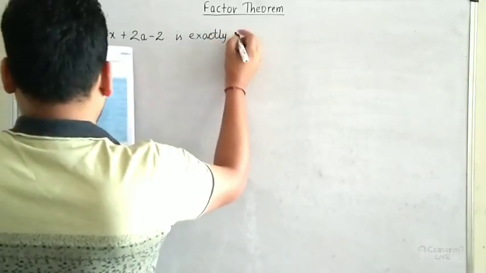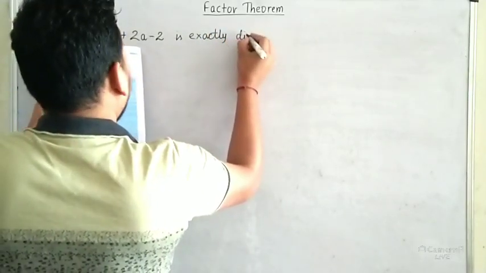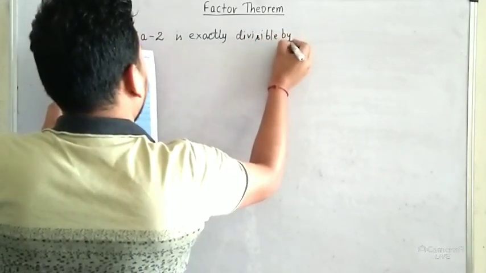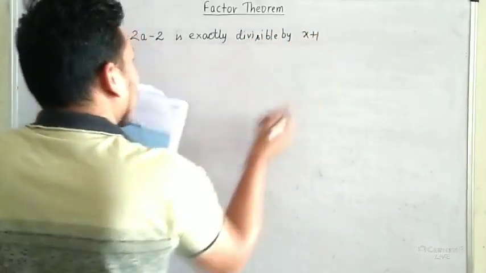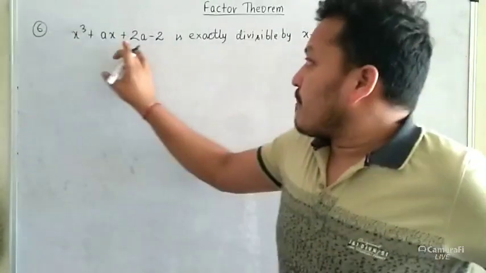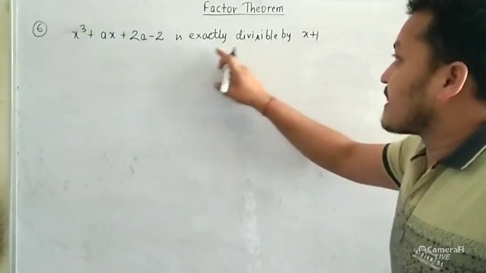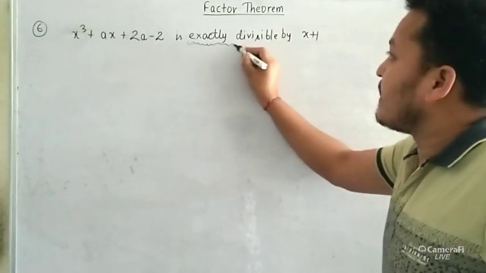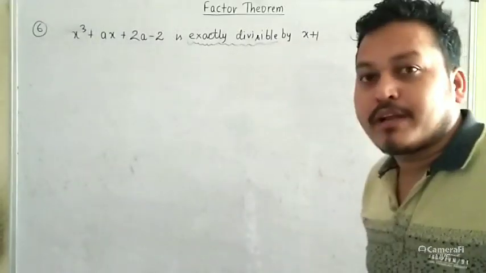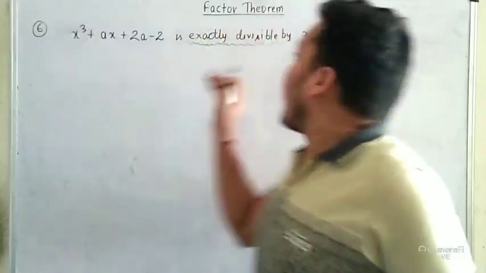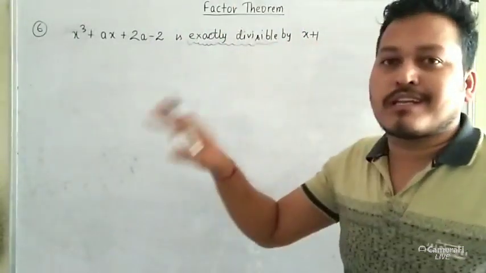exactly divisible by x plus 1. Now the question is changed here. x cube plus ax plus 2a minus 2 is exactly divisible by x plus 1. It is given that it is exactly divisible. In the previous question I was checking whether x minus 1 or x plus 1 is the factor or not.